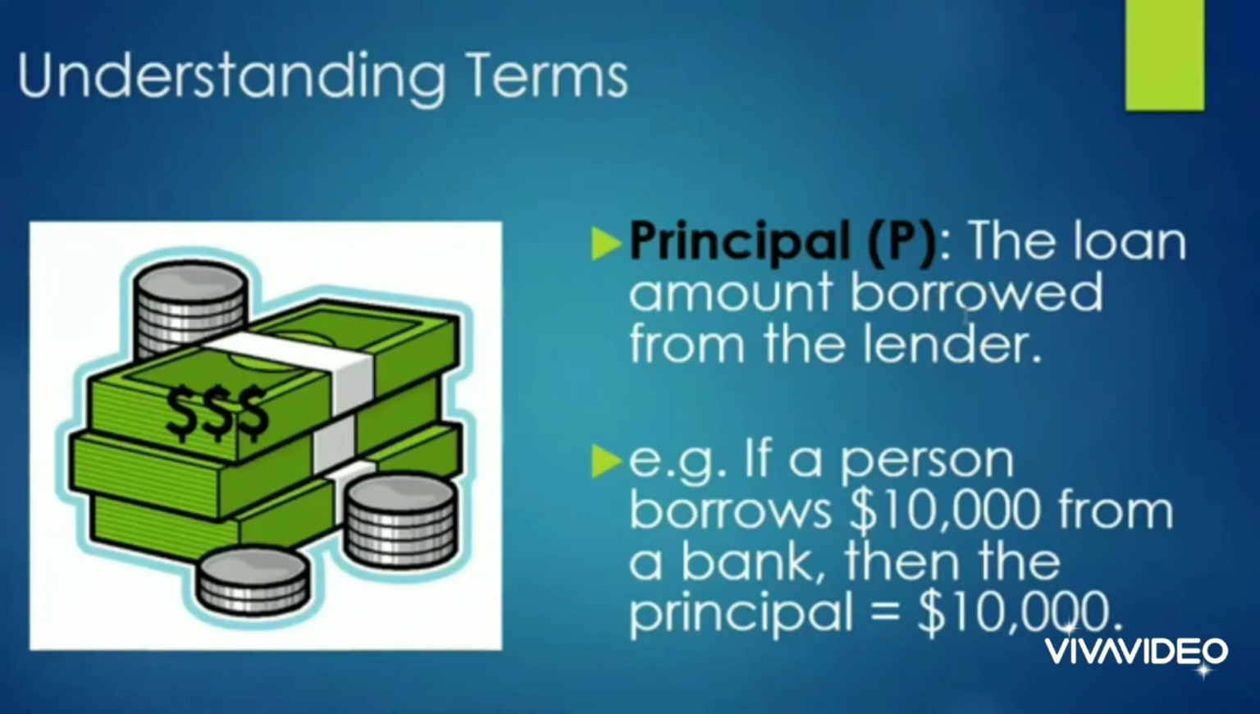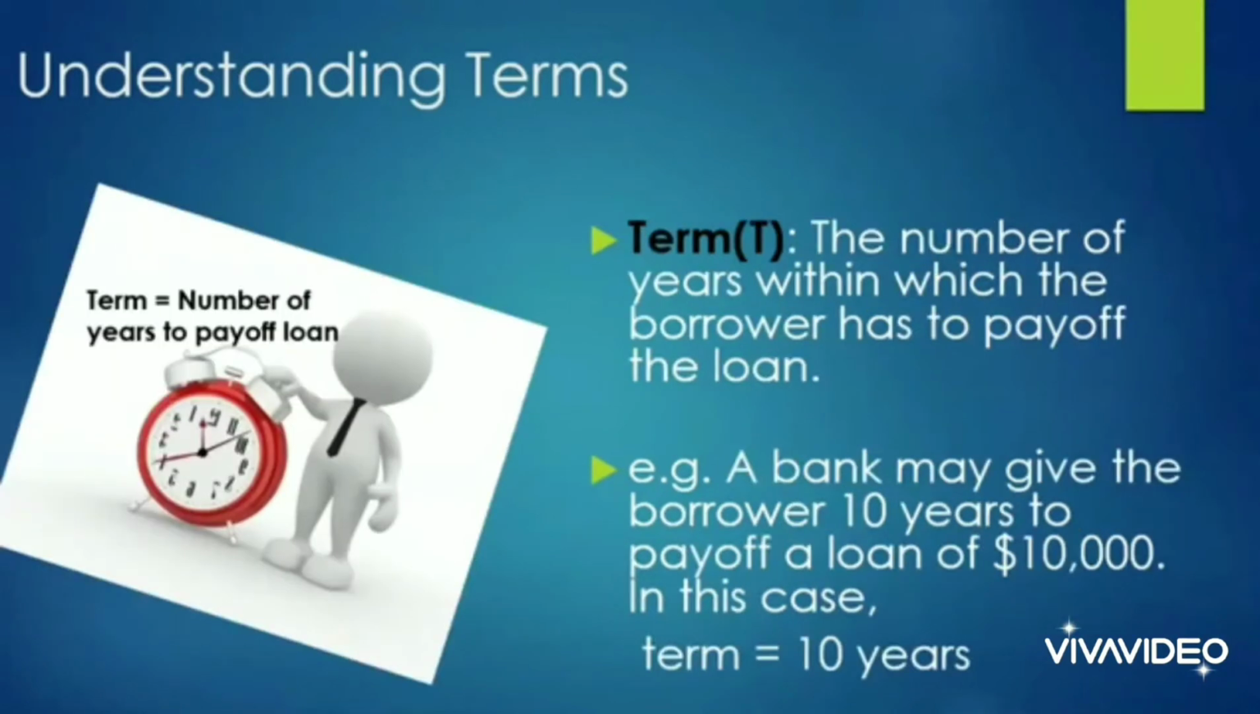Now our next term is principal. The loan amount borrowed from the lender. Example: if a person borrows $1 lakh from a bank. Then the term is the number of years within which the borrower has to pay the loan. Example: a bank may give the borrower 10 years to pay off a loan of $1 lakh. In this case, the term is 10 years.